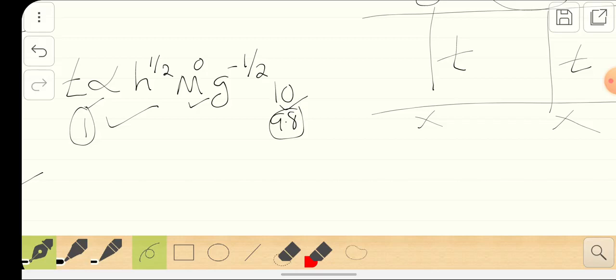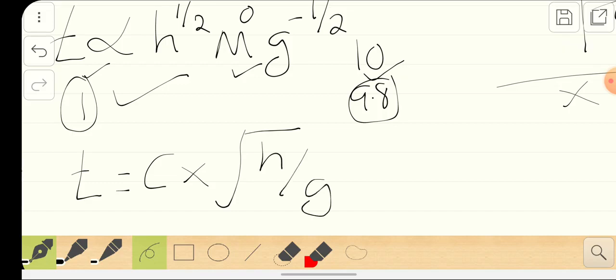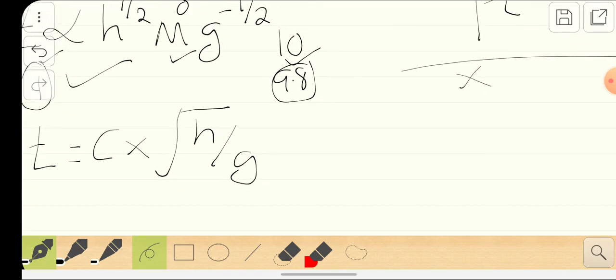So that means time will be equal to some constant. I don't know what the constant is. We cannot find numerical constants out of dimensions. So some constant times square root of h by g. Oh, that's very good. So you can say that time is proportional to the square root of h by g, right?